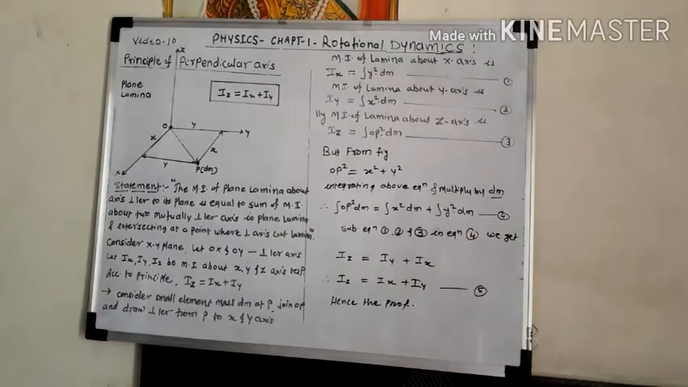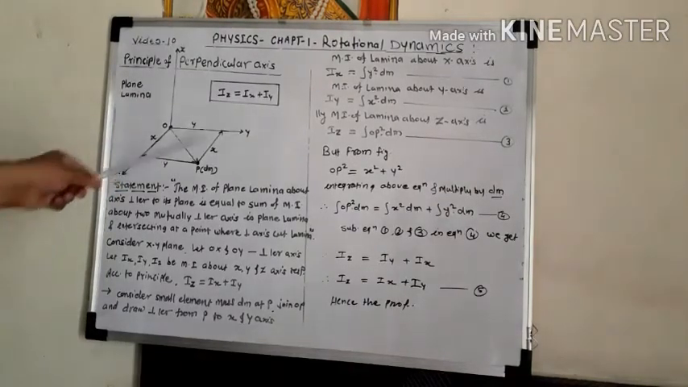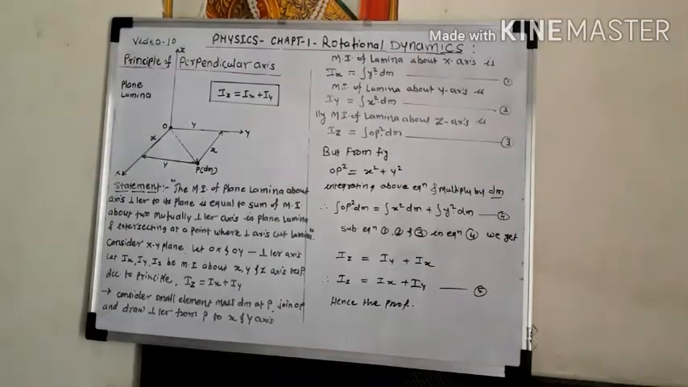We have to see here the principle of perpendicular axis. We know the parallel axis theorem: I_O is equal to I_C plus M s squared. Same way, we can also find the principle of perpendicular axis. For that purpose, we have to consider a plane lamina in the xy plane.